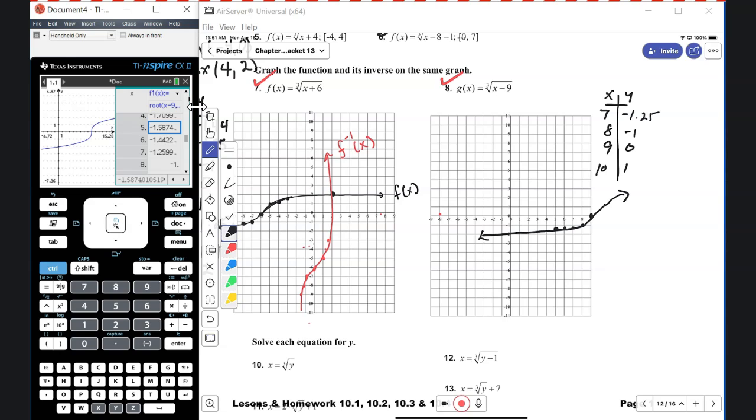Now we're going to write the inverse. For the inverse, we're going to switch the x and the y. We have -1.25, 7; -1, 8; 0, 9; and 1, 10. And there's our inverse on our graph.